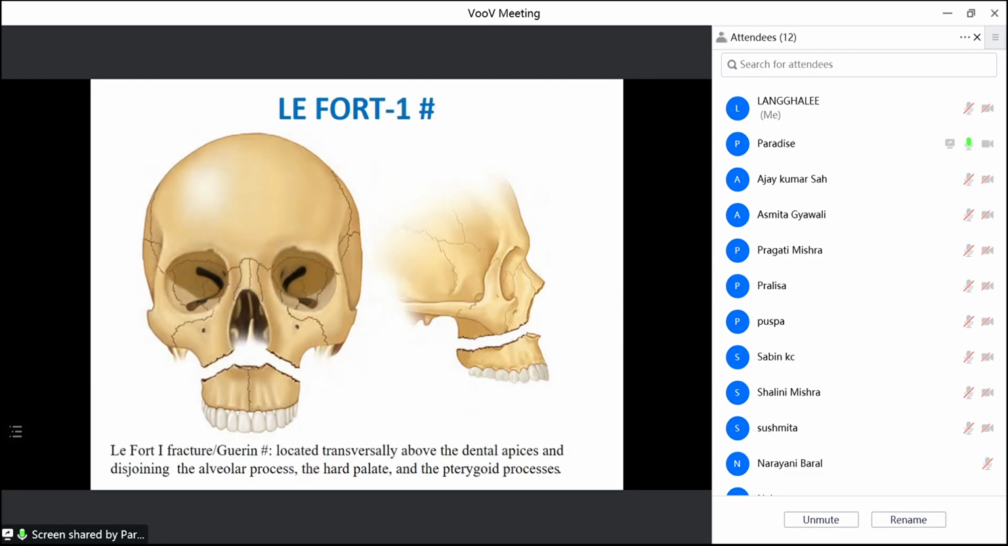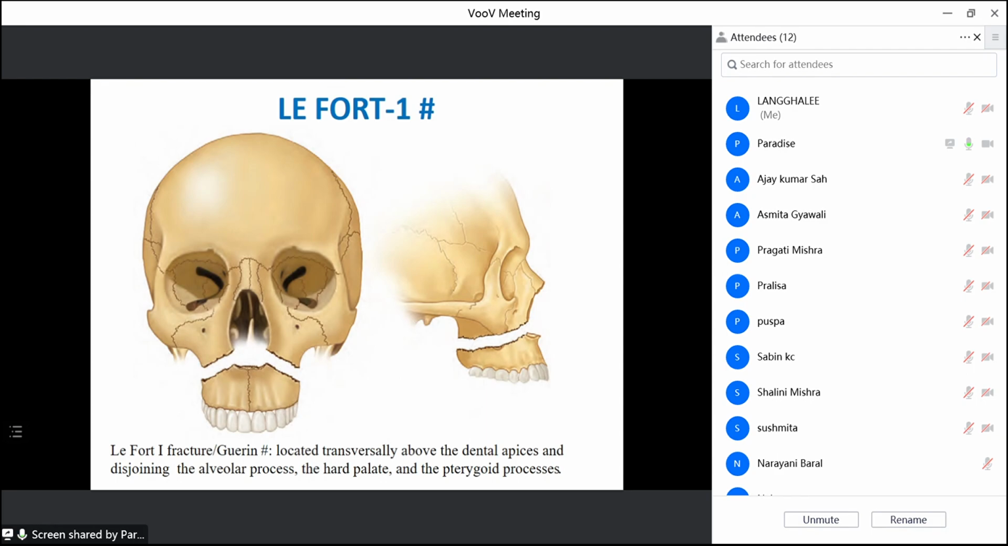Le Fort fracture is also known as Guerin fracture. This term has been asked many times. What is Guerin fracture? It is also known as Le Fort I fracture. It is located transversely above the dental apices, disjoining the alveolar process, the hard palate, and the pterygoid processes. Also in the figure, it is the Le Fort I fracture.